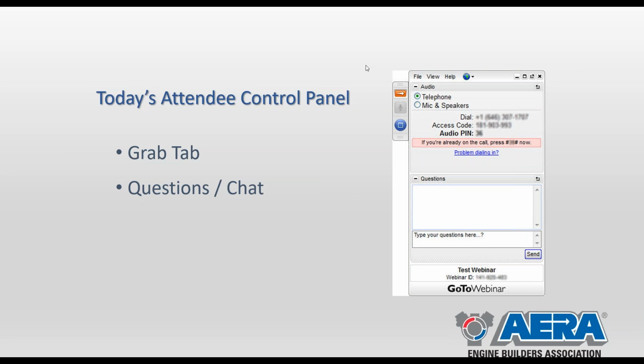A couple other things quickly. The grab tab is that little orangish box with an arrow. You can use this to collapse and expand the control panel. This just gets it out of your way so you can view the presentation in full screen. And then the question chat box at the bottom, this is where, as Rob said, you can ask us questions. Go ahead throughout the webinar anytime you have a question and just drop it in there, and we will be asking some of those live during the Q&A at the end. So at this time, I'm going to hand things back over to Rob and get going with today's presentation.